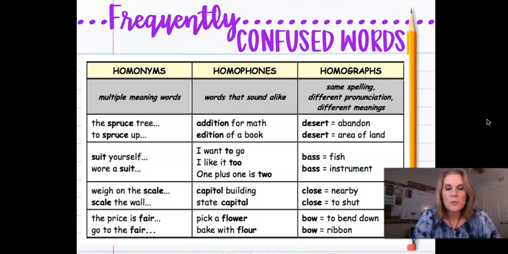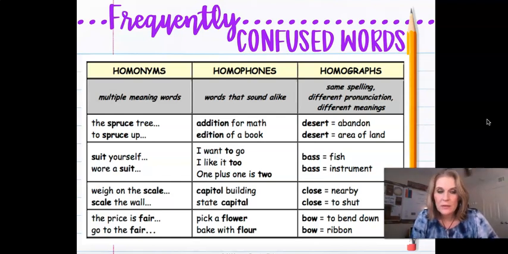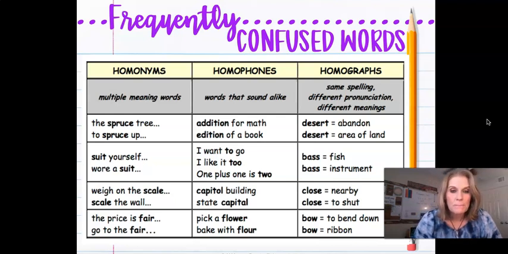Homonyms are multiple meaning words. Here's an example. The spruce tree, to spruce up, which means to clean up, right? To tidy up. Suit yourself, or he wore a suit. Weigh on the scale, or scale the wall. The price is fair, or let's go to the fair. Right? They all are spelled the same, look the same, have the same name, but they mean different things.